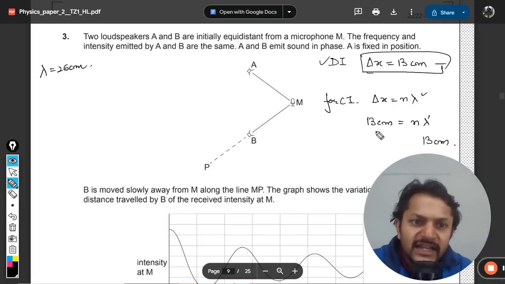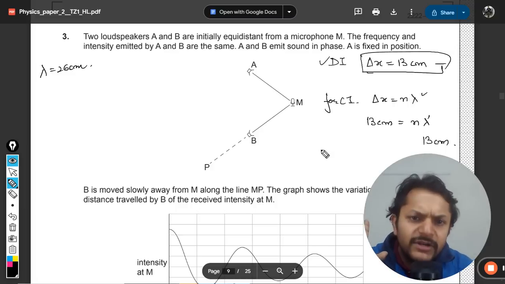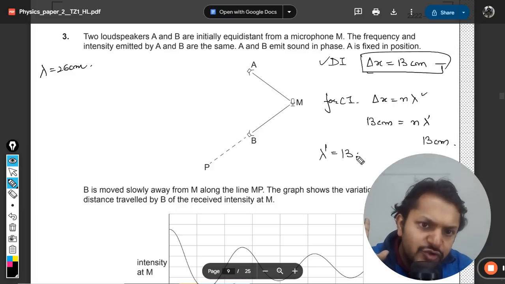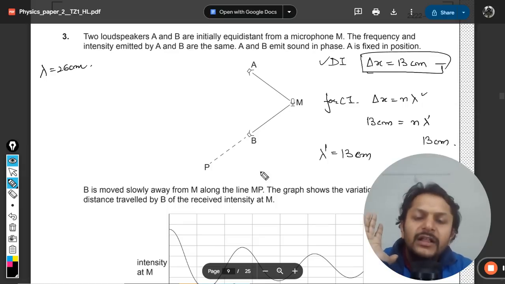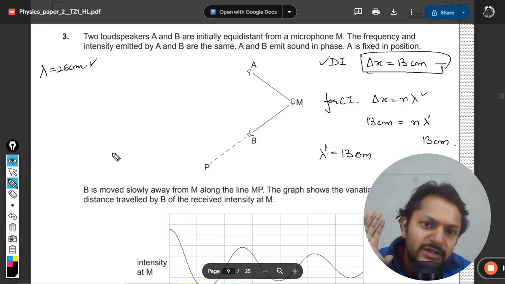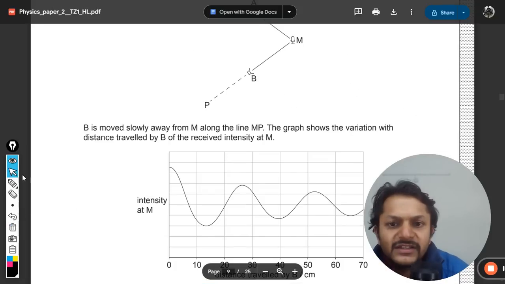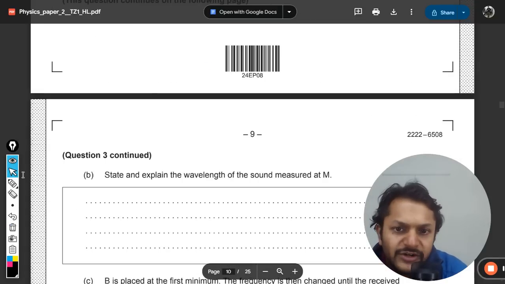So we will say that okay, fine, the maxima can be created if the wavelength is 13 centimeter. It means our new wavelength should be 13 centimeter. It means that the frequency is increased. Earlier it was 26 centimeter, so now the wavelength is 13 centimeter. Having learned this much, we move to the given data here.